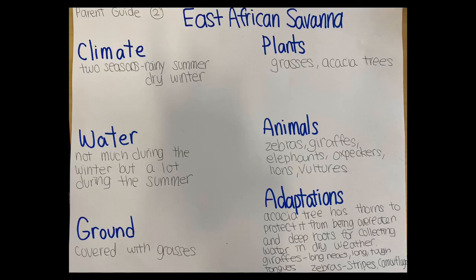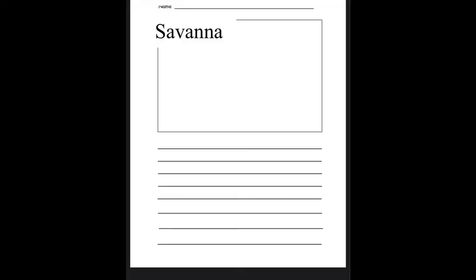Here is the East African Savanna Habitat poster. We learned about the climate, water, ground, plants, animals, and adaptations in the East African Savanna habitat. Please turn to the next blank page and write Savanna on top. Write 1 to 2 sentences about what you learned about the savanna habitat. Don't forget to add a picture that matches your sentences. Have fun!